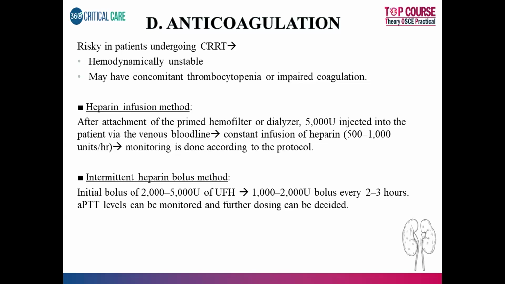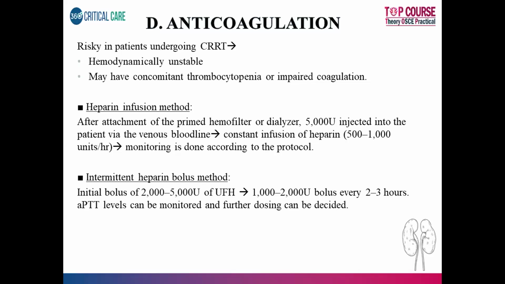Coming to the important component, the anticoagulation. Anticoagulation in a CRRT patient or any renal replacement patient is risky because these patients usually are hemodynamically unstable. Also, they may have concomitant thrombocytopenia or impaired coagulation due to sepsis. So we have to see properly, give the anticoagulation in these patients and monitor it properly. What are the different ways you can give anticoagulation on CRRT?